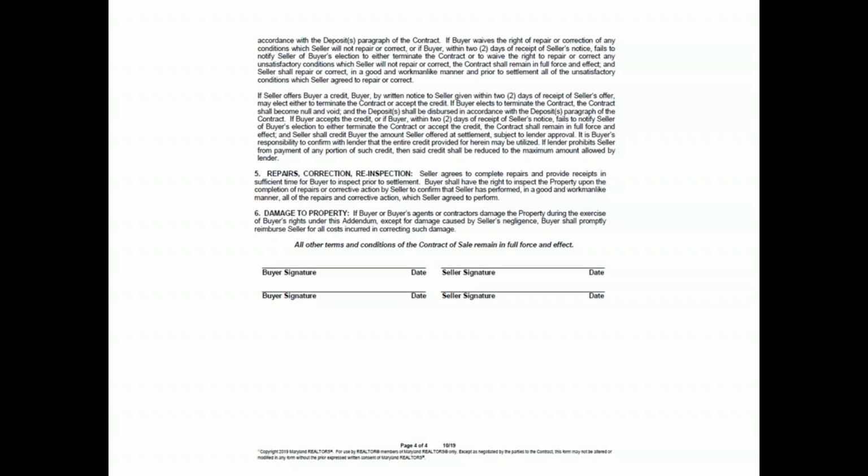Buyer shall have the right to inspect the property upon completion of repairs or corrective action by seller to confirm that seller has performed in a good and workmanlike manner all of the repairs and corrective action which seller agreed to perform. So in a lot of instances, you want to go back to what governs that issue. If it's pertaining to inspections, then you want to look for your answer in the property inspections addendum, because that's the document that governs the parties' rights and obligations. So it says that the buyer can inspect the repairs prior to settlement. They have the right to do that.